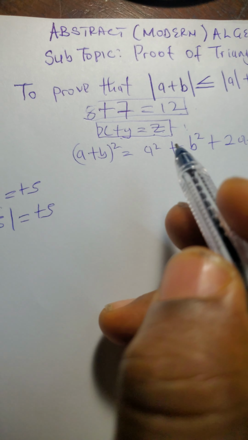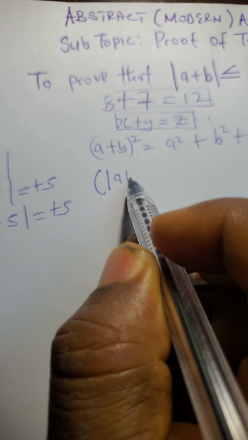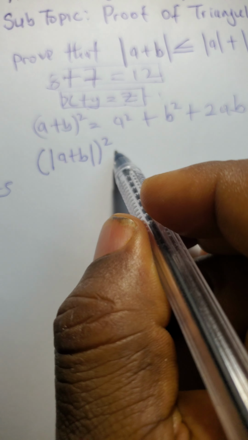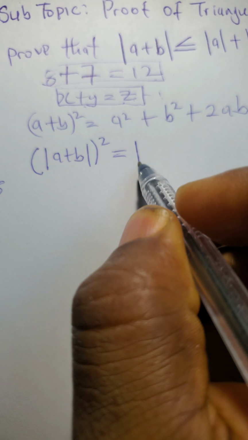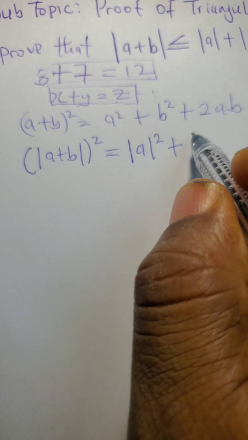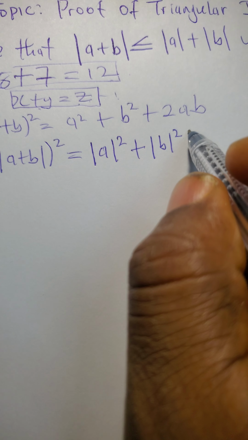Now let's use that for this one. Let's start with absolute value of a plus b, everything raised to power 2. If we expand this, based on the expansion we have here, we are going to have absolute value of a raised to power 2 plus absolute value of b raised to power 2, then plus 2ab.